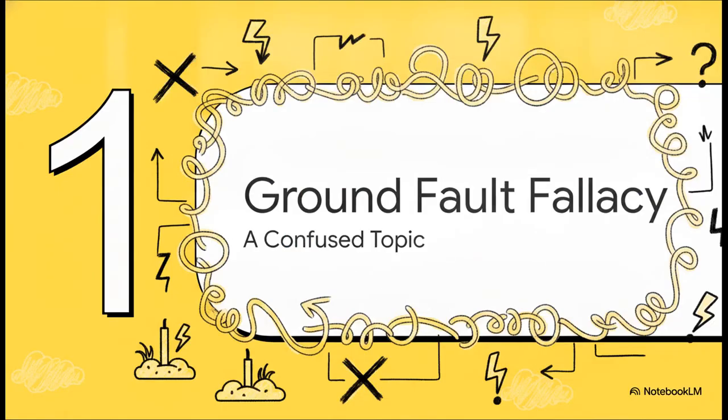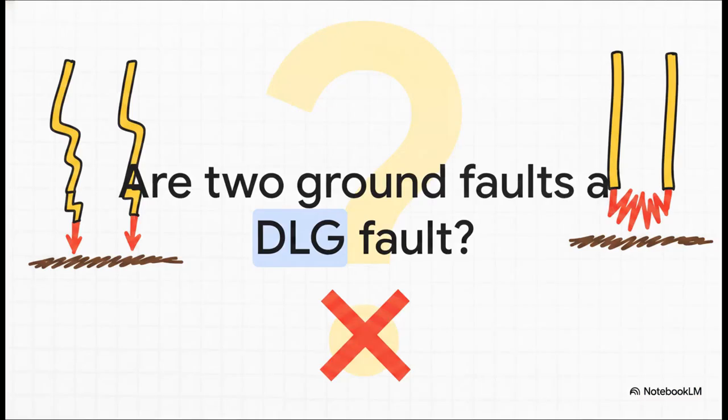So, starting with Section 1, the ground fault fallacy, let's talk about why this is such a confused topic. There's a pretty widespread misconception out there in the electrical engineering literature, and it basically comes down to a misunderstanding of how faults actually manifest in the real world versus how we categorize them on paper. So let me just ask you this directly. Are two ground faults the same thing as a double line to ground or DLG fault?